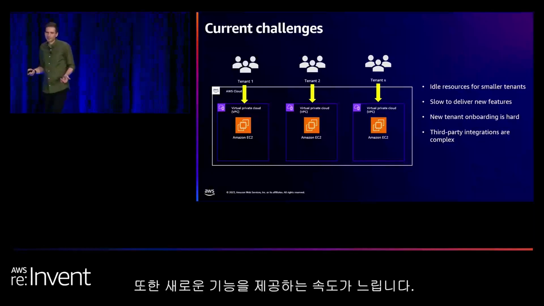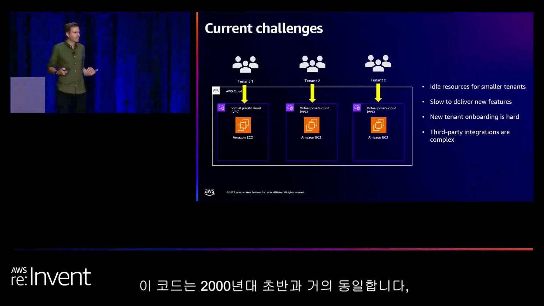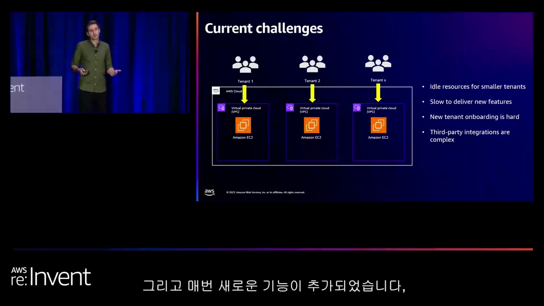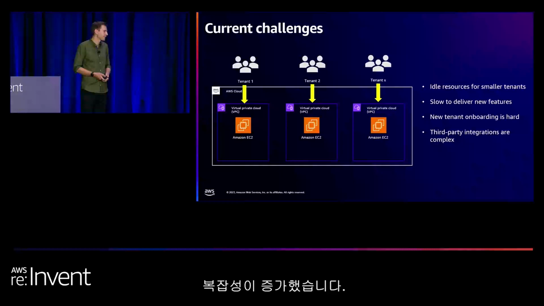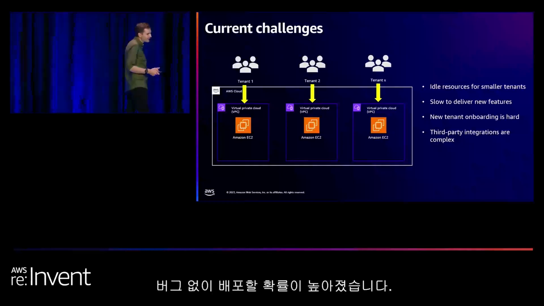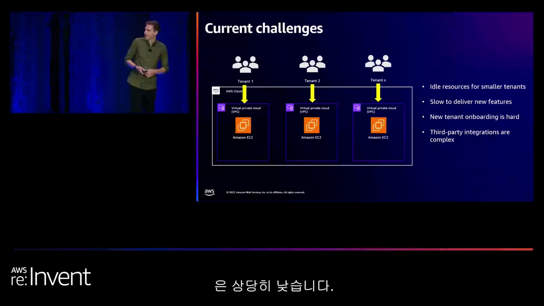Also slow to deliver new features. This code is much the same as it was back in the early 2000s, and every time new features have been added, the complexity is increased. It's becoming more and more spaghetti code, and the chances of us deploying now without any bugs is fairly low.